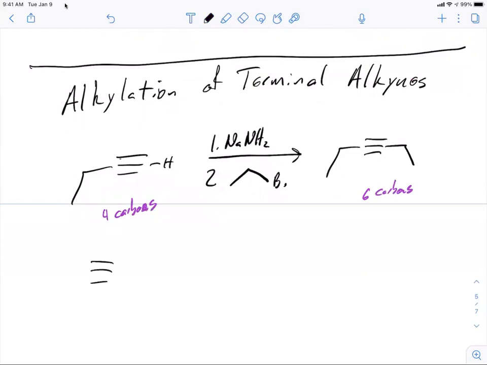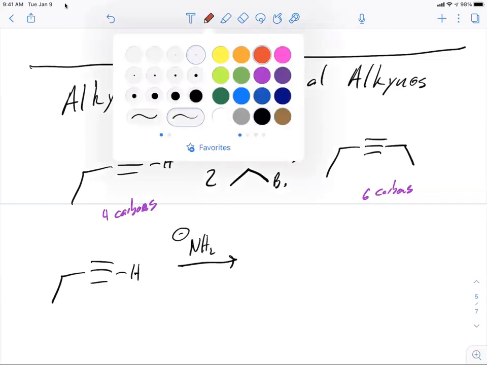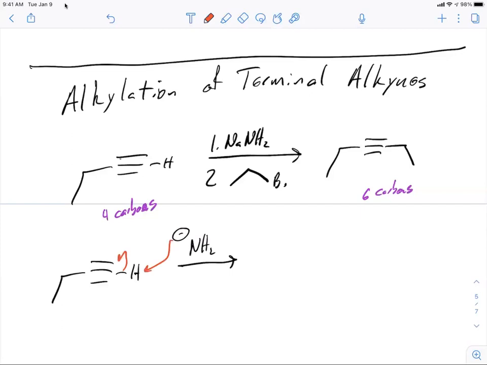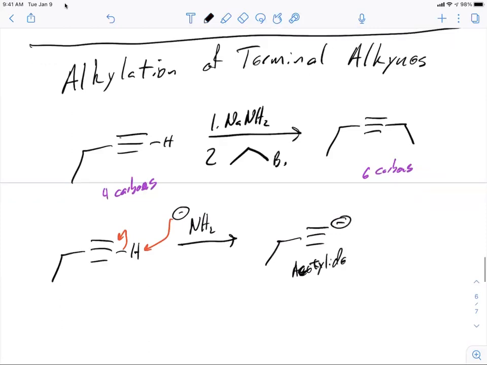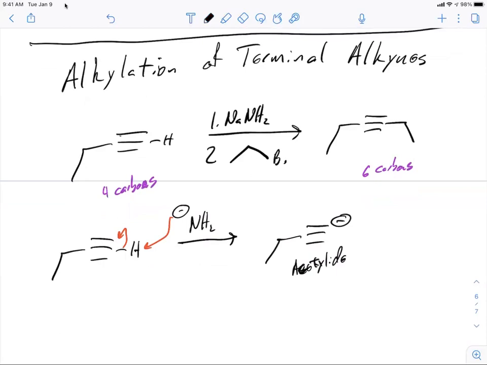How this occurs: the first step is to lose that proton. So we get a proton transfer using the sodium amide as a base, so the NH2-. So we get a proton abstraction. That gives me the terminal acetylide. You'll hear me say that quite a bit. Acetylide is talking about acetylene, but acetylide is the negative species.